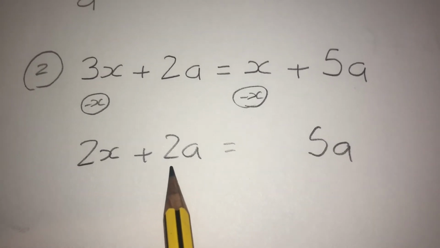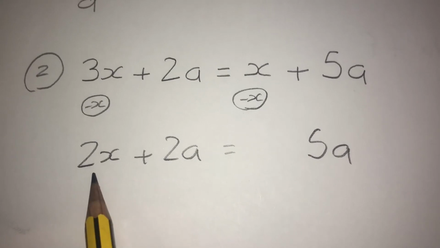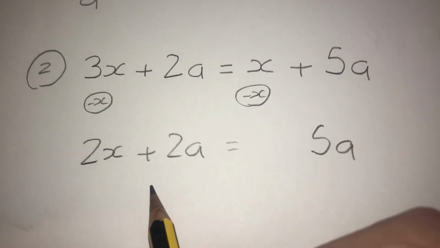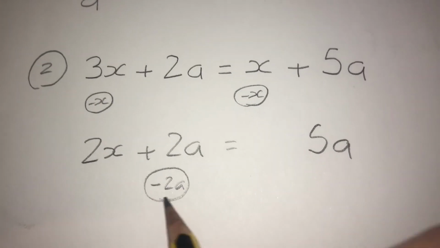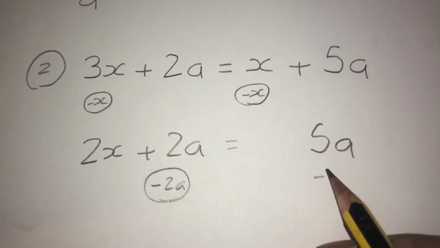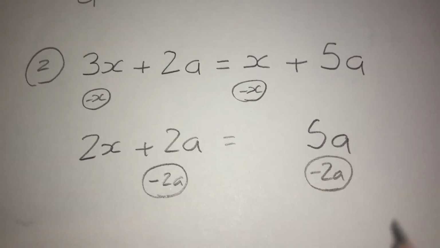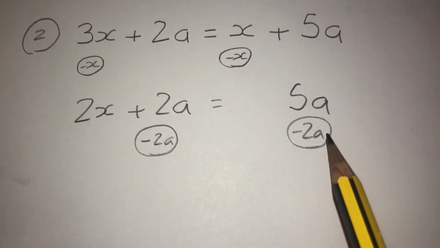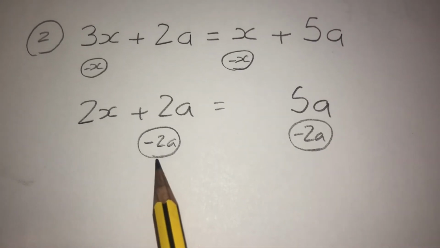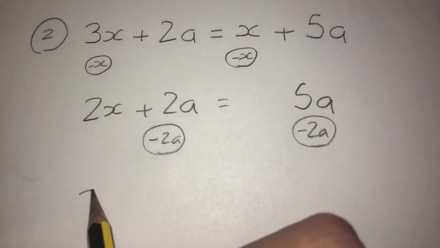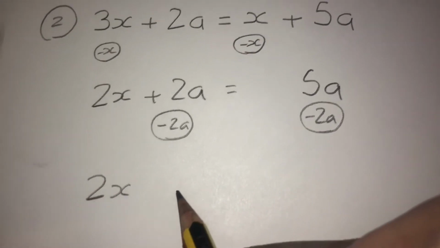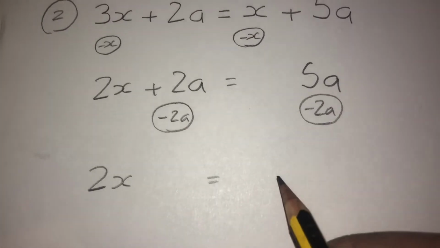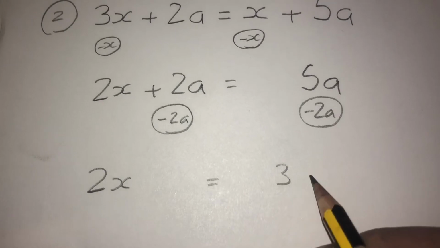Now because I'm trying to get x on its own, I need to get rid of the multiply by 2 here and the plus 2a. So I'm going to get rid of this plus 2a by subtracting 2a. But remember, if I subtract 2a from the left hand side, I have to do the same to the right hand side. So it doesn't really matter whether it's the left or the right hand side, as long as whatever we do to one side, we do to the other. So now I'm left with 2x, because I haven't done anything with that 2 yet. 2a take away 2a is 0, so it's gone, is equal to 5a take away 2a, which is 3a.